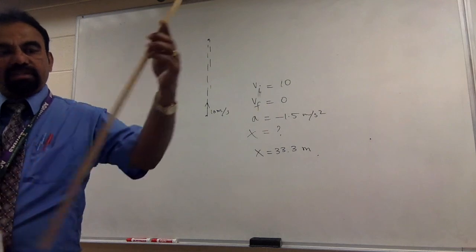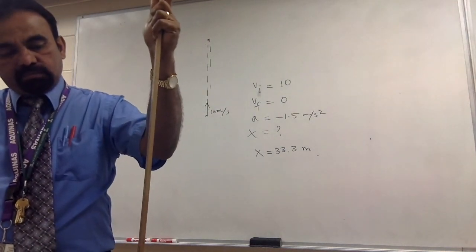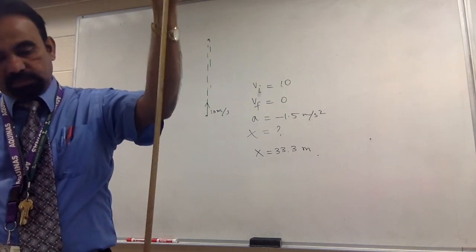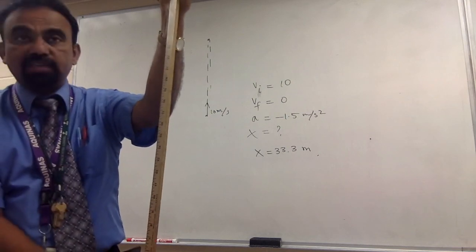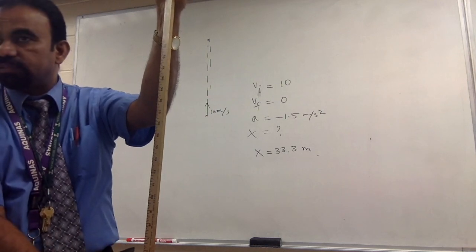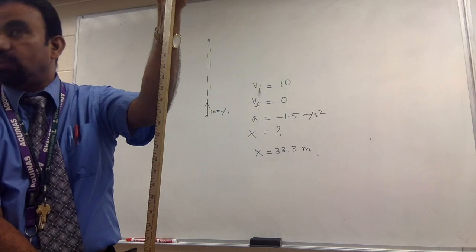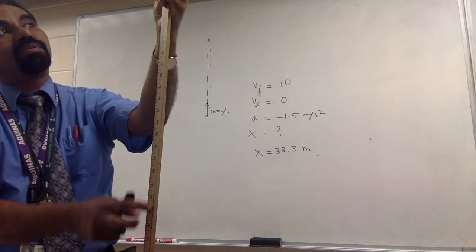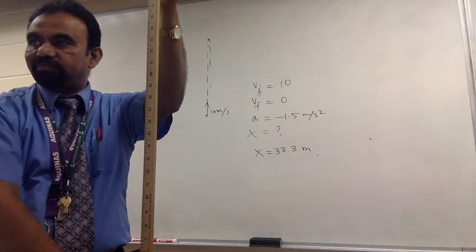If this is the scale, on the earth, you throw something at 10 meters per second, it goes up to here and comes back. See? Goes up to here and comes back. On the moon, if you throw the same object, it'll go up to here and comes back.